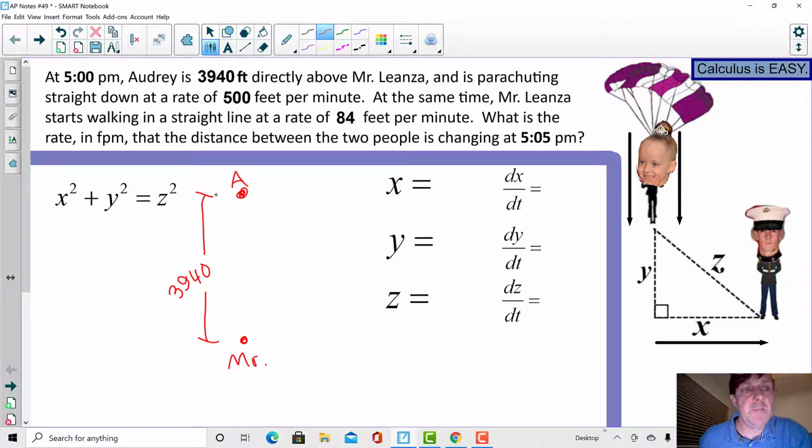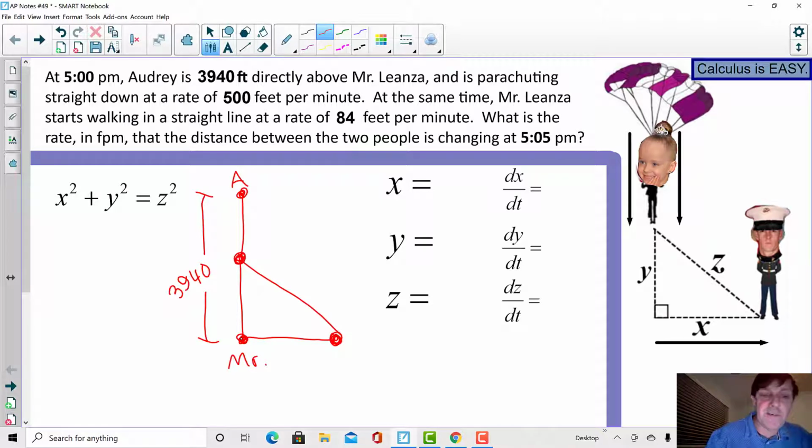At the same time, Mr. Leanza starts walking in a straight line at a rate of 84 feet per minute. So Mr. Leanza is going this direction. It says, what is the rate in feet per minute that the distance between the two people is changing 5 minutes later? So 5 minutes later, Audrey's going to be here, and Mr. Leanza is going to be here. So the triangle that we see is actually the ending triangle at 5:05 p.m.